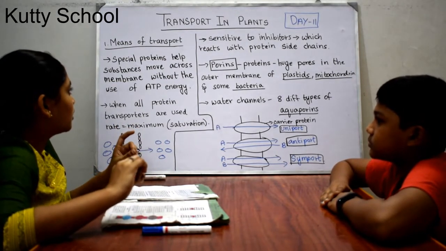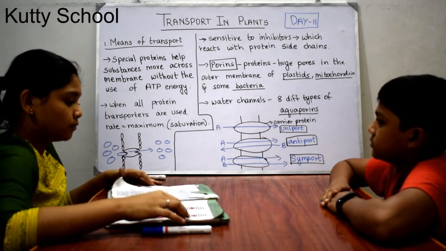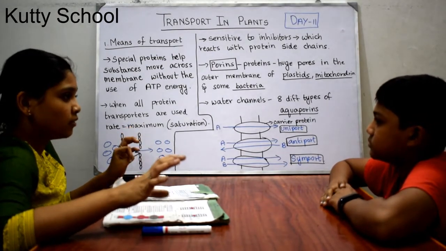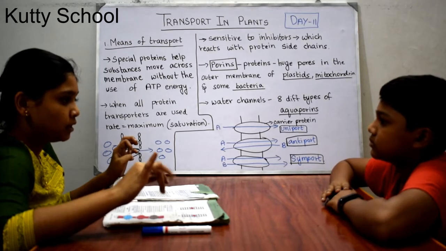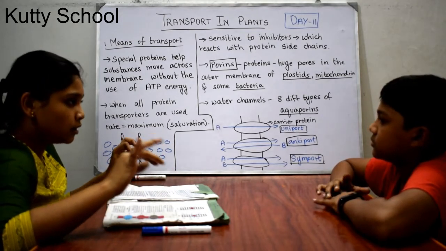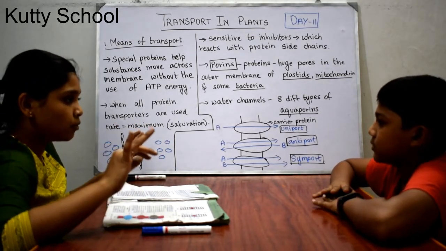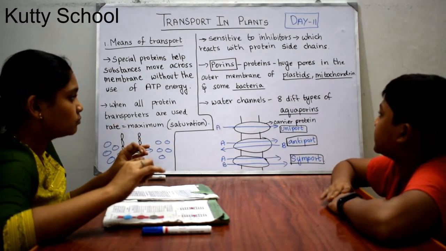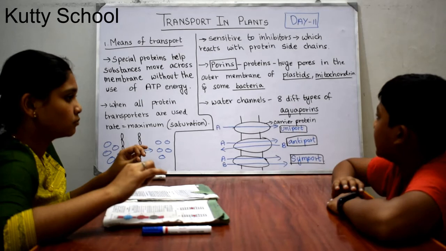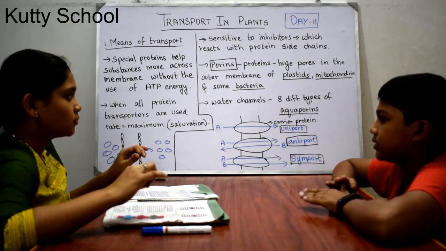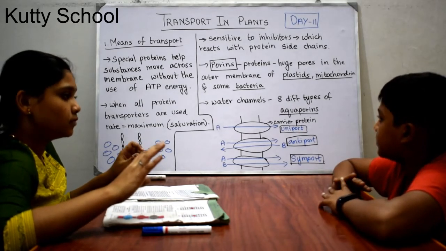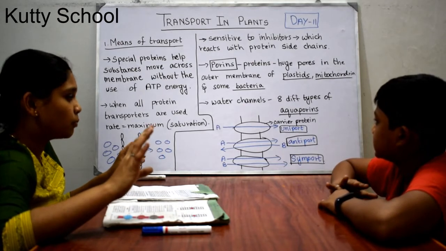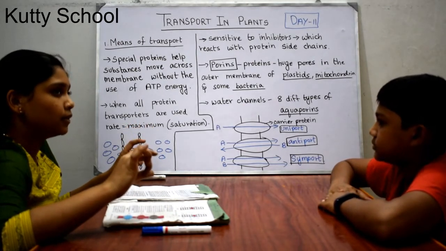These are taking place in facilitated diffusion. So remember, facilitated diffusion does not use ATP energy, it uses membrane proteins, and it needs a concentration gradient. The different types of aquaporins are an example. Yes, it has 8 different types of aquaporins. That is an example.